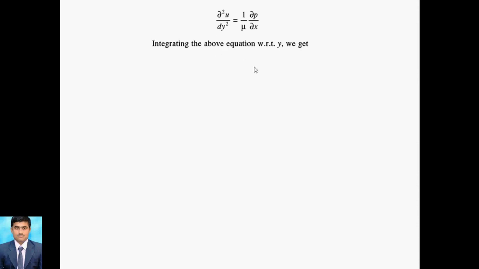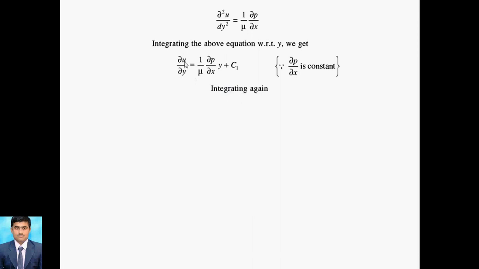So if you take integration on both sides, first of all, ∂²u/∂y² becomes ∂u/∂y equal to 1/μ, as it is, ∂p/∂x as it is, into y plus c1. So this is the integration for this equation. Once again we can take that ∂p/∂x is constant, and once again we can integrate it here. So what will happen?